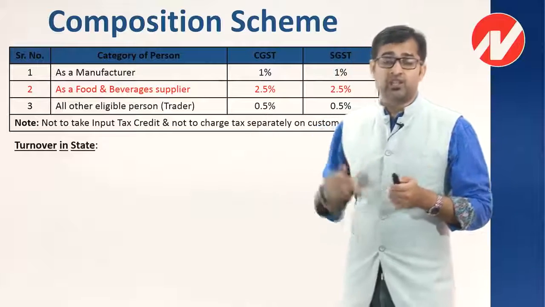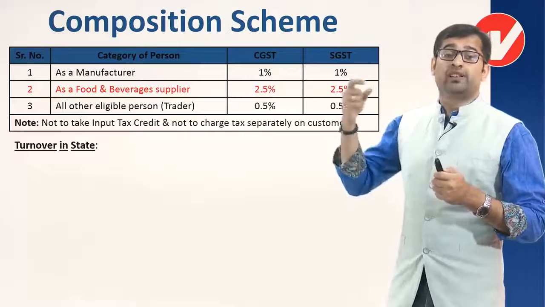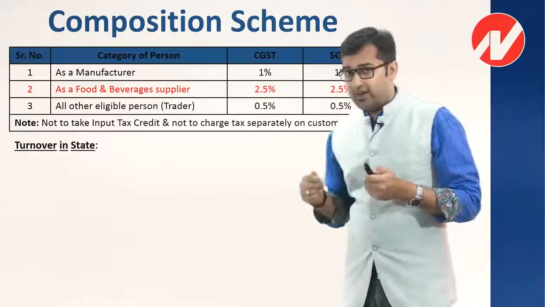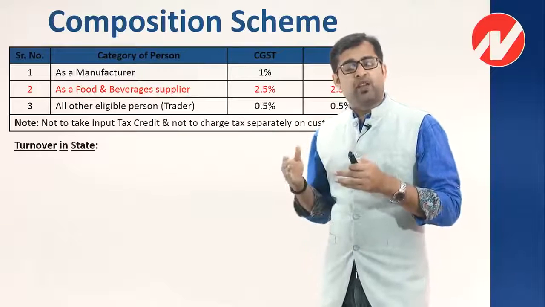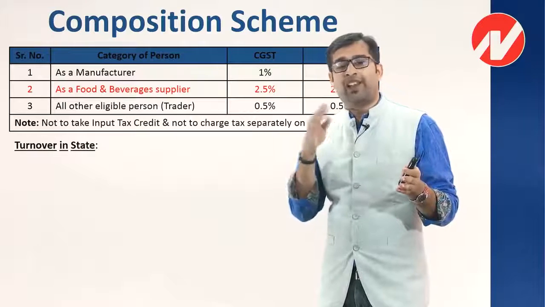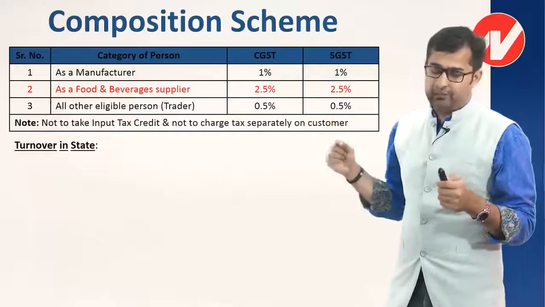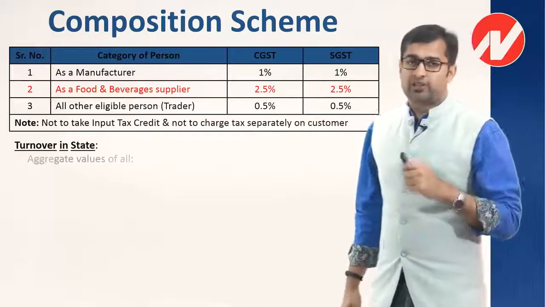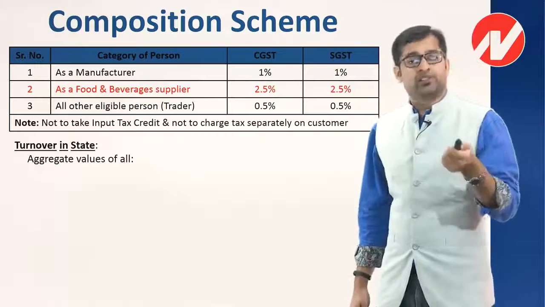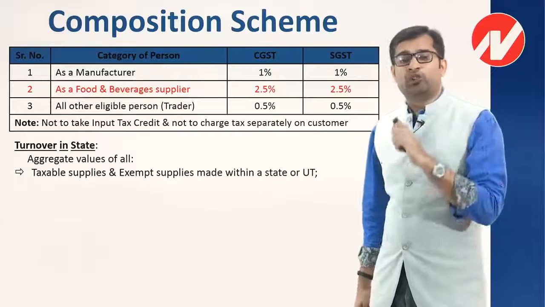Then comes a concern as, okay, what do we mean by the term turnover in state or turnover in union territory? Then that has been also defined under the GST law. Basically पूरा definition कहाँ से opt हुआ है, मैं वही point बोलूँगा. It has been opted from the original aggregate turnover definition, but still we need to consider this separately. Turnover in a state. So what it says is, it very clearly says aggregate values of all taxable supplies and exempt supplies made within a state or a union territory.